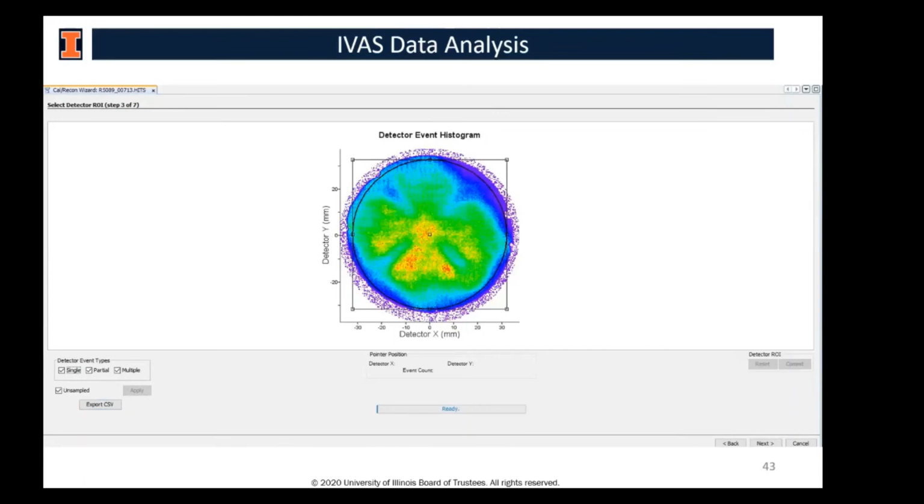This is in step 3 of the analysis. You review the detector event histogram. You can actually exclude portions of the detector which do not produce data. For example, there's a mouse bite located just above the 3 o'clock position, which I've pointed out here, that you would want to exclude.